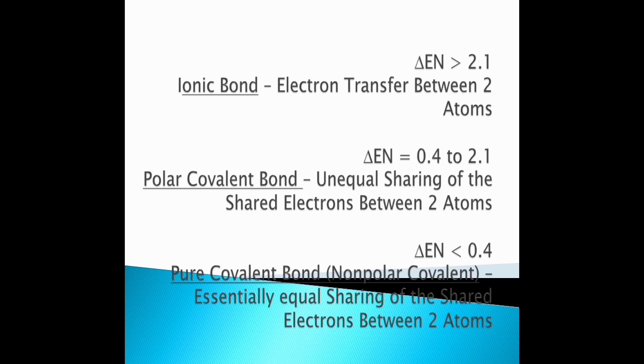If the difference of electronegativity is greater than 2.1, then the bond is an ionic bond. Electron transfer occurs between two atoms. If the difference in electronegativity is 0.4 to 2.1, it is a polar covalent bond, with unequal sharing of the shared electrons between two atoms. If the difference in electronegativity is less than 0.4, it is a pure covalent bond, non-polar covalent, with essentially equal sharing of the shared electrons between two atoms.